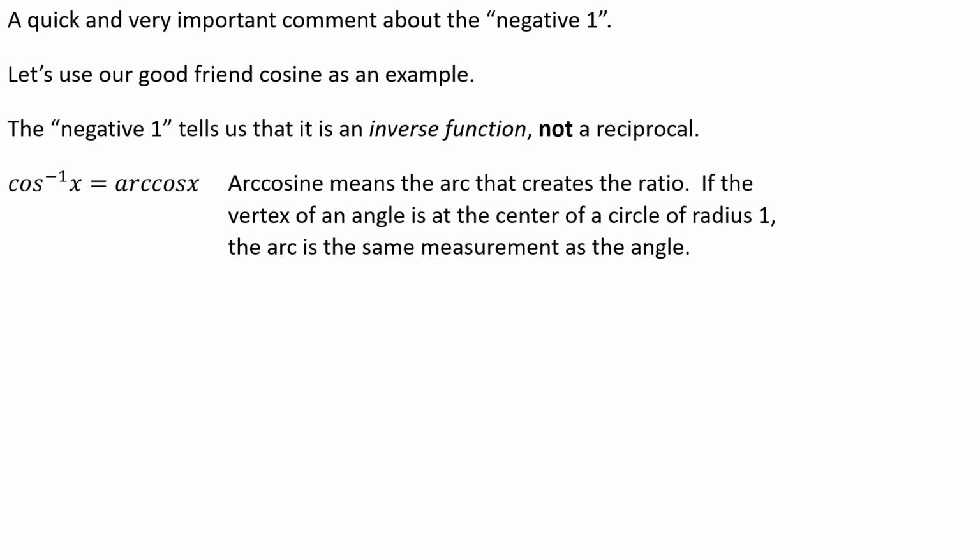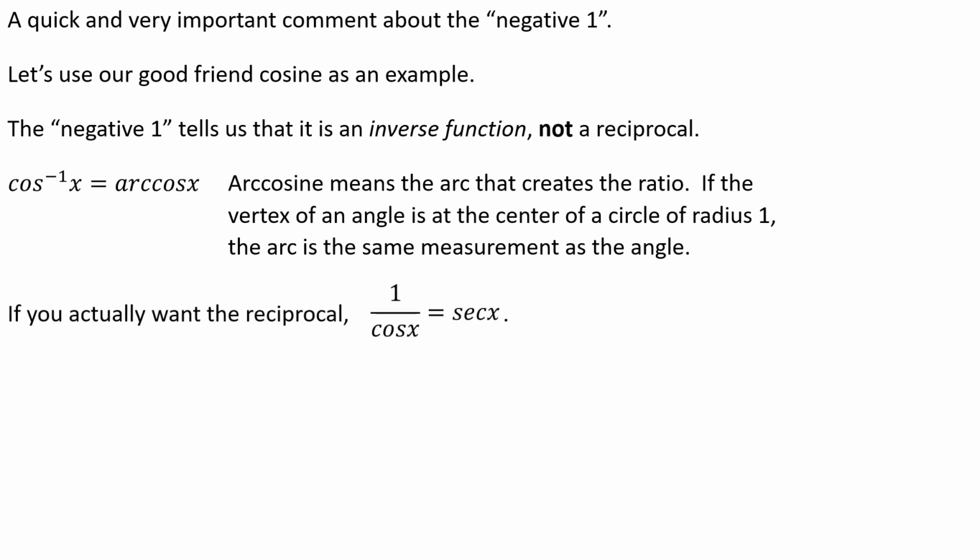And so we can call this arc cosine of x. Arc cosine means the arc that creates the ratio. If the vertex of an angle is at the center of a circle of radius 1, the arc is the same measurement as the angle. We'll venture into that down the road.